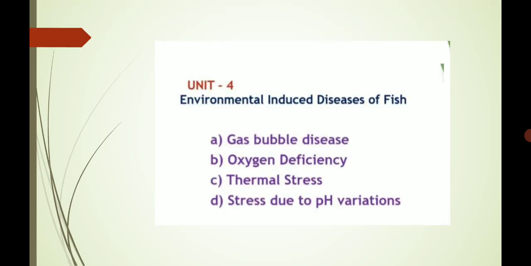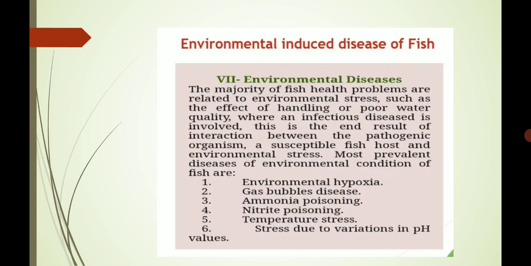Today we will start unit number 4, environmental induced diseases of fish. In the previous lecture, we studied gas bubble disease, oxygen deficiency, and thermal stress. Today we will study the stress due to pH variations. Firstly, what is meant by an environmental induced disease of fish?